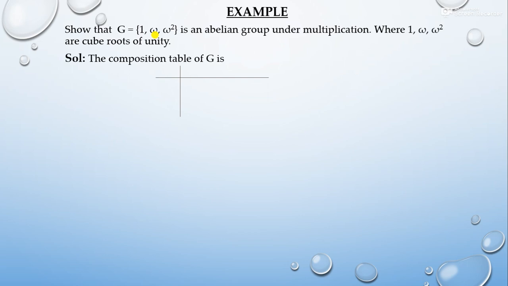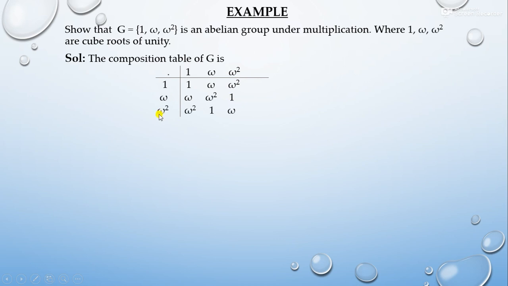So now first we make the composition table. Our elements are 1, omega, omega square, and with respect to multiplication we have to show it. Here again we write 1, omega, omega square. When we write the first row, 1 multiply 1 becomes 1, 1 omega becomes omega, 1 omega square becomes omega square. Now second row, when we multiply omega with all these: omega into 1 is omega, omega multiply omega is omega square. Now omega multiply omega square becomes omega cube, and we know that in the cube roots of unity omega cube is equal to 1, so we write here 1.